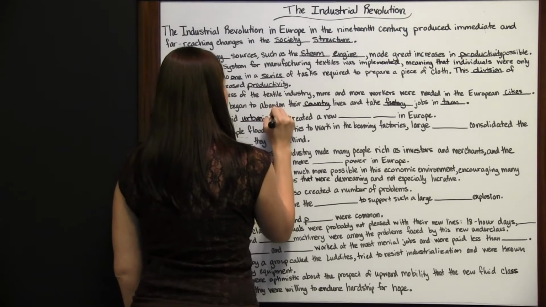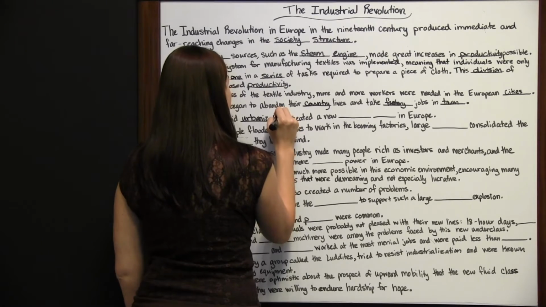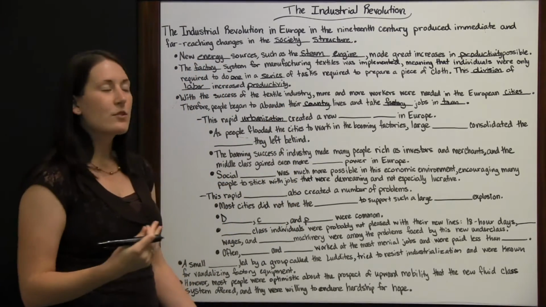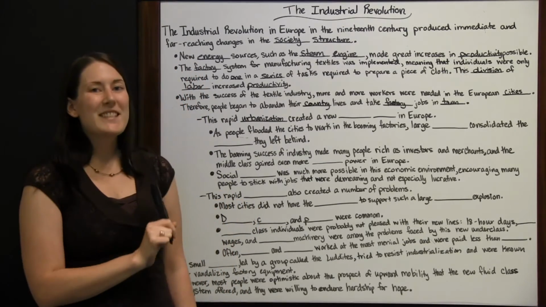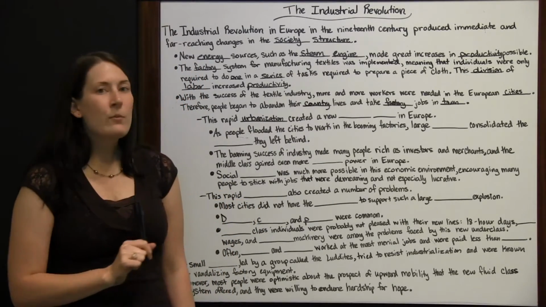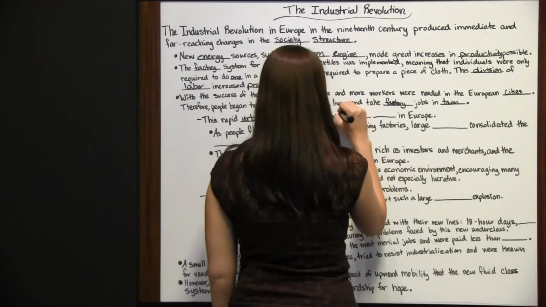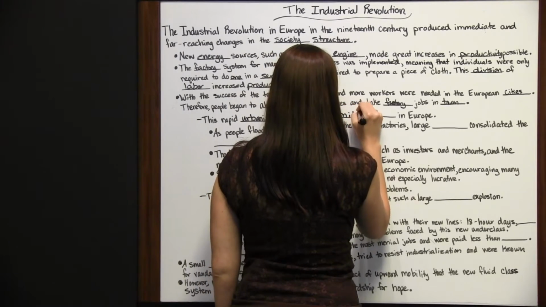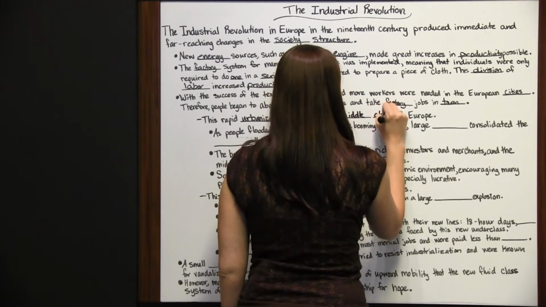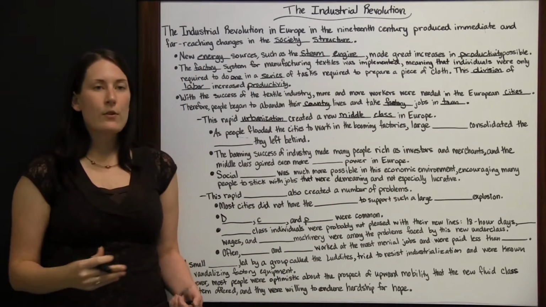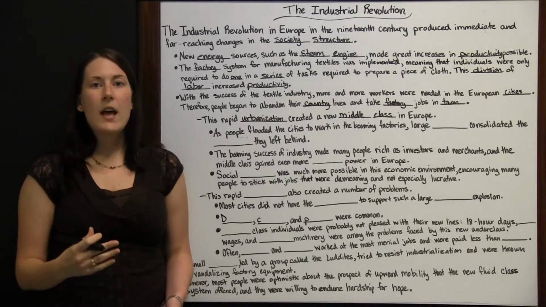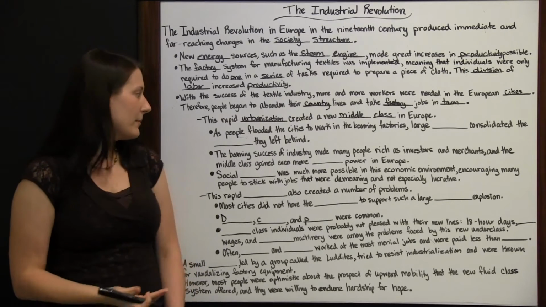which is when urban areas grow quickly, such as the areas within a city or surrounding a city, this rapid urbanization created a new middle class in Europe. So let's look at some of the pros to the urbanization and how that middle class developed.